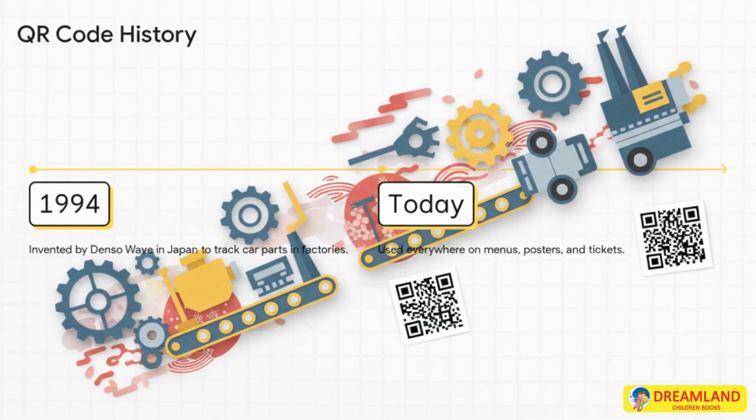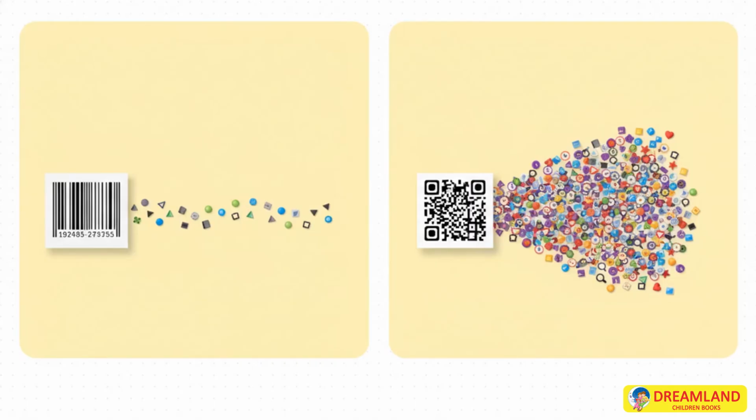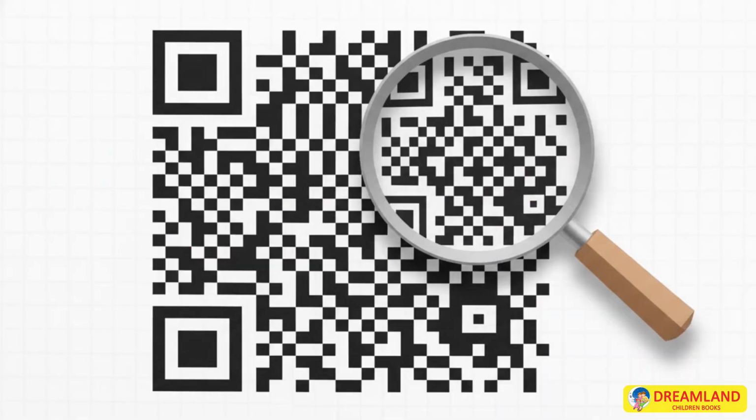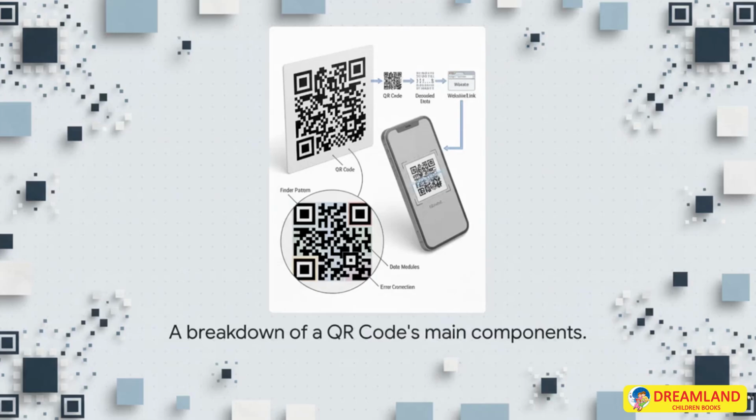They were invented back in '94 in Japan, originally just for tracking car parts. It holds way more data than a barcode because it works in 2 dimensions, not just one. Okay, so let's zoom in and see what a QR code is actually made of.